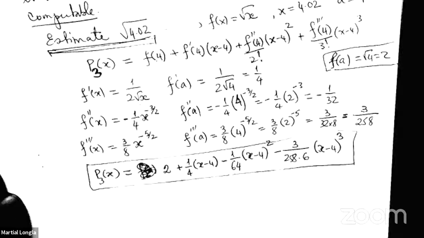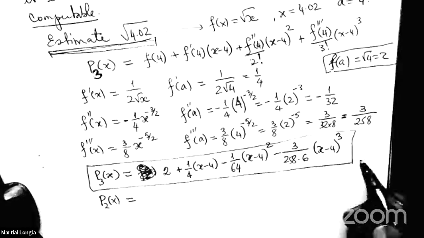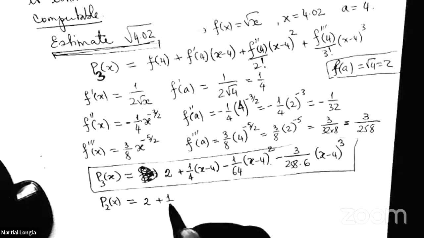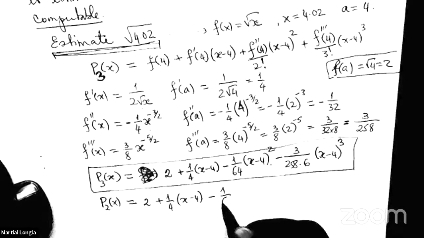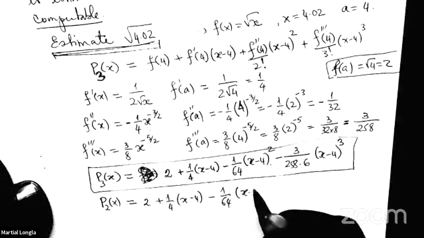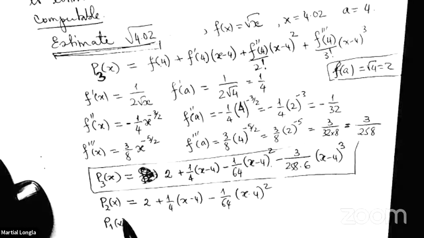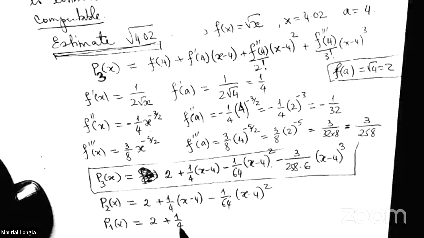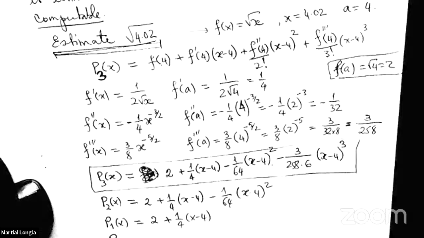So that's P3. Then if I ask for P2 of x, then you got to write the whole thing and stop at 2. P2 is 2 plus 1/4 times x minus 4 minus 1/64 times x minus 4 squared. If I want P1, it's going to start first order, 2 plus 1/4 times x minus 4. And P0 of x, it's just that first one.